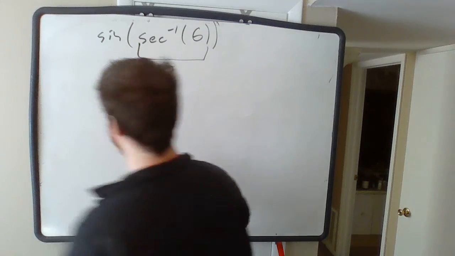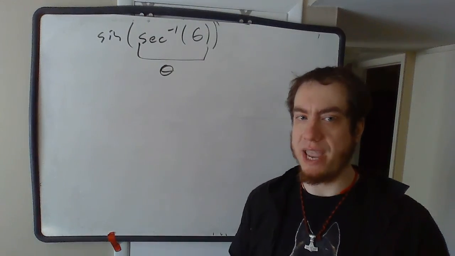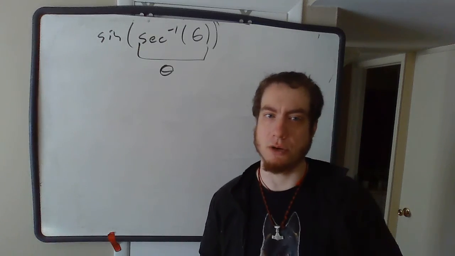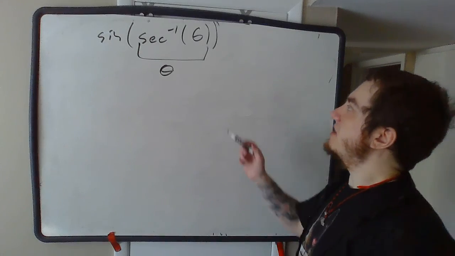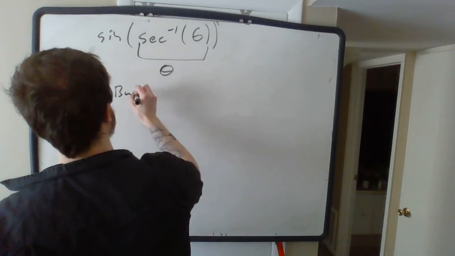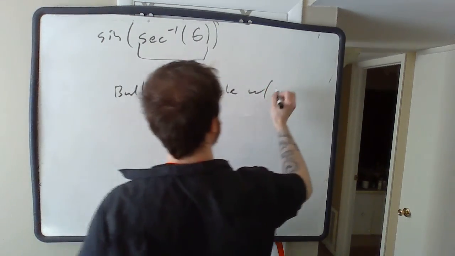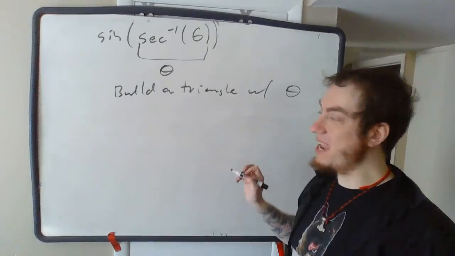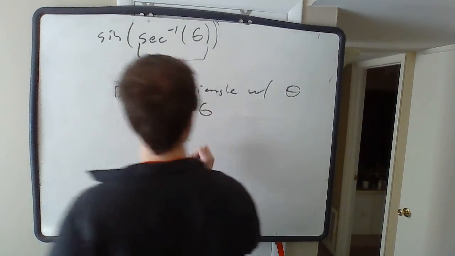And what we are going to do here is just like we were doing when we only had inverse sine and inverse cosine to work with. We're going to just say, let's build a triangle, and we want this triangle to have an angle theta where the secant of theta is equal to 6.